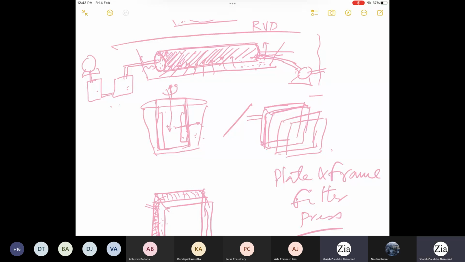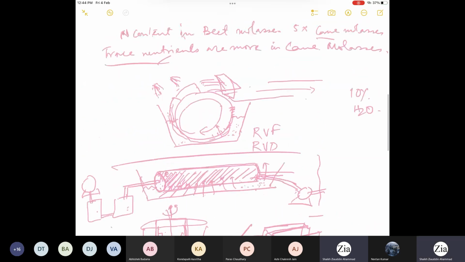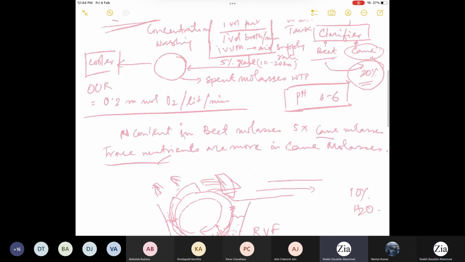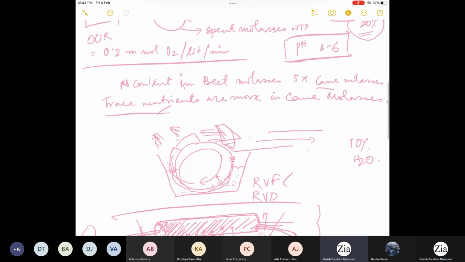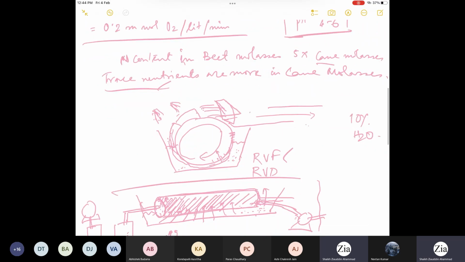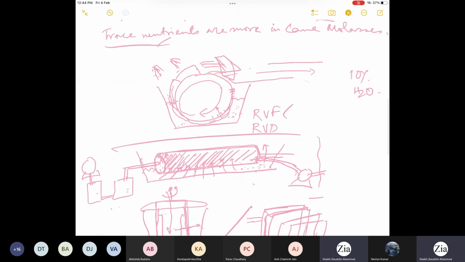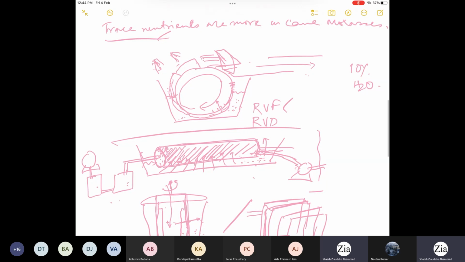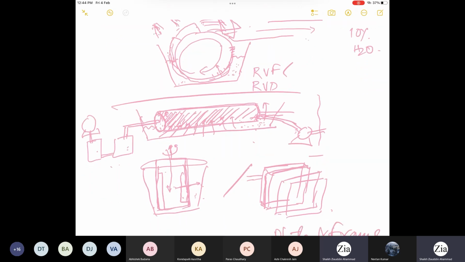So after getting the broth from this reactor, you actually have the option to use different kinds of filter: plate and frame, or rotating vacuum filter, or centrifuge, continuous centrifuge. Continuous centrifuge is also expensive because you have to employ a certain amount of energy, whereas plate and frame filter is the least expensive method.